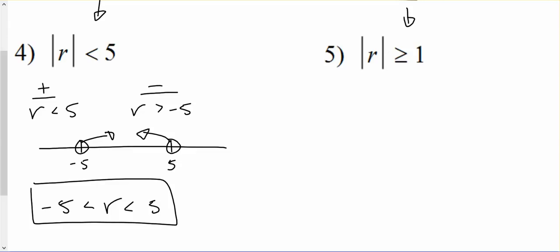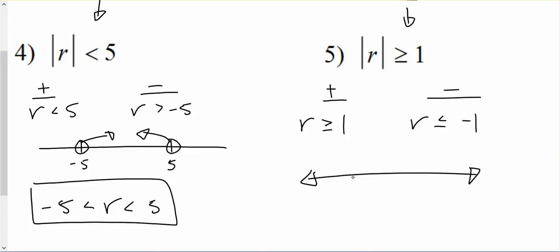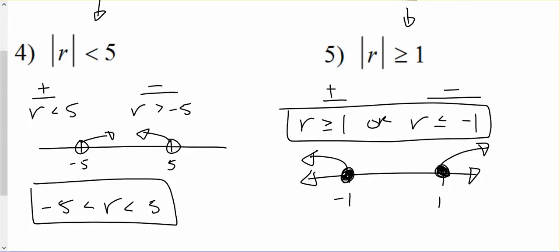So let's take a look at this next one. Our positive side would be r is greater than or equal to 1, but our negative side would be r is less than or equal to negative 1. When we graph this, we've got negative 1 and we've got 1. Less than or equal to negative 1, that's closed circle, and less than or equal to goes to the left. Greater than or equal to 1, that would be closed circle, and greater than goes to the right. So this is an OR equation. Because it's an OR, I don't need to rewrite it, but I do need to write the OR in there.